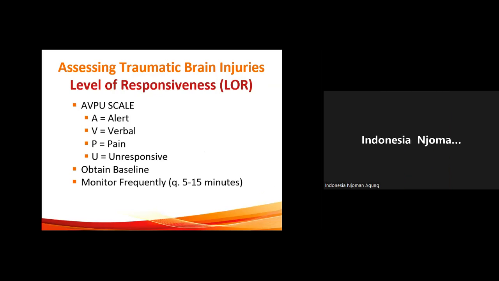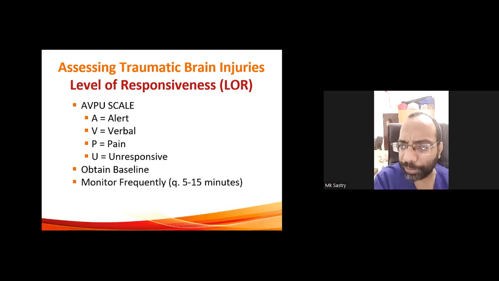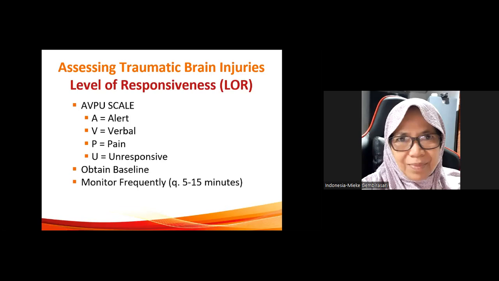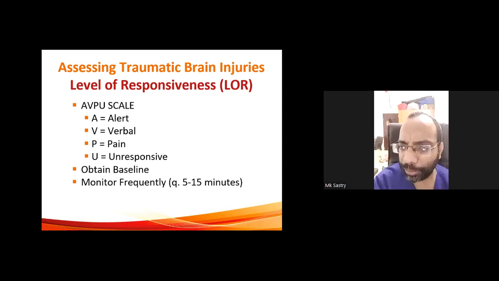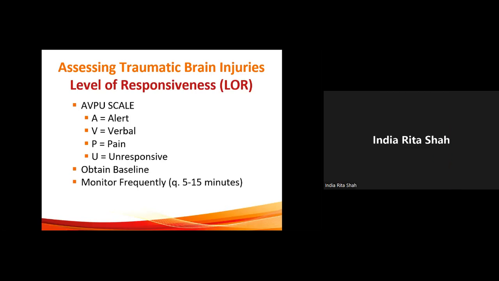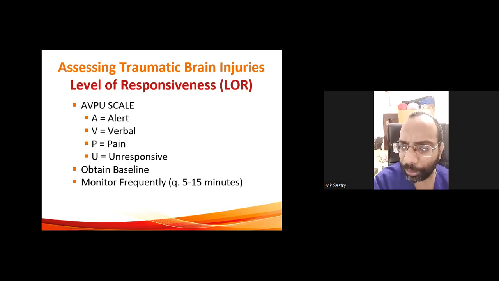Assessing the level of responsiveness in traumatic brain injury is done with the AVPU scale. What do you call it? AVPU scale. What are they? A for alert, V for verbal, P for pain, U for unresponsive. Right? Okay.